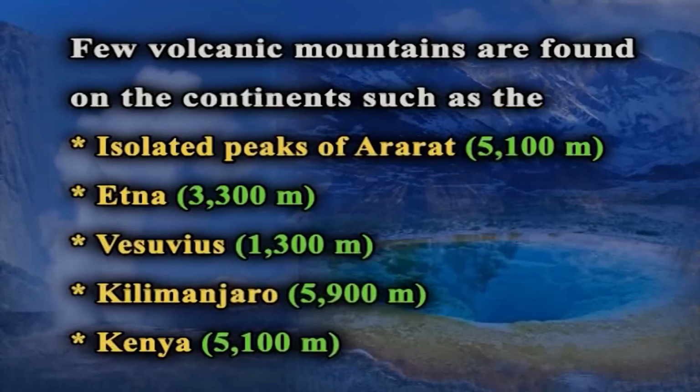Few volcanic mountains are found on the continents, such as the isolated peaks of Ararat, 5,100 meters, Etna, 3,300 meters, Vesuvius, 1,300 meters, Kilimanjaro, 5,900 meters, and Kenya, 5,100 meters. These are also associated with intracratonic deep rift systems that communicate with the upper layer of the Earth's mantle.